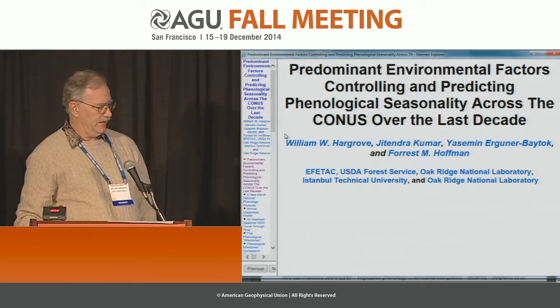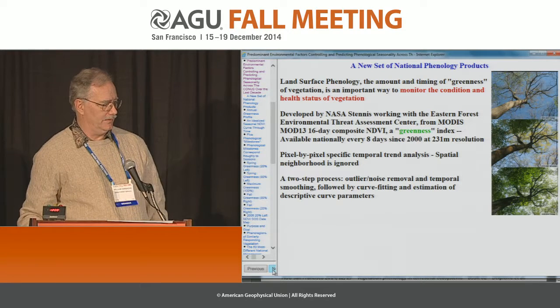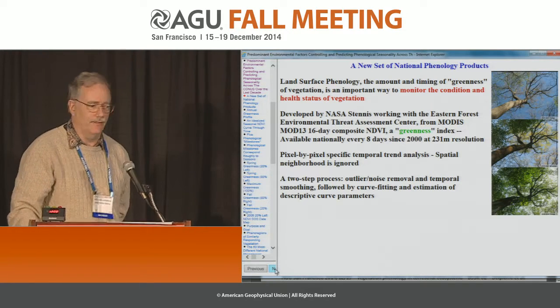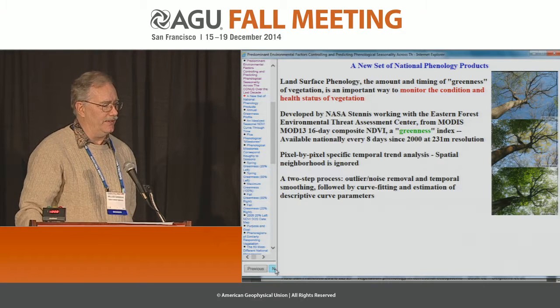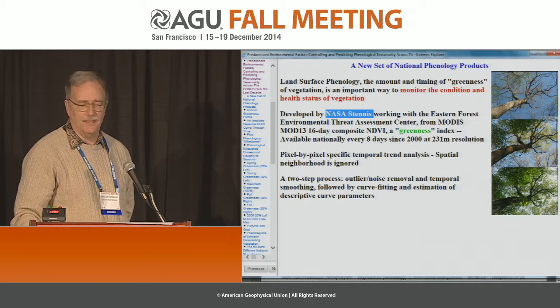I want to talk today about some analyses that we've been doing with a very venerable data set that we've worked with for a long time, and that's good old MOD13 16-day composite NDVI from MODIS. And I have to thank our NASA Stennis colleagues. They've worked very hard on this data set.